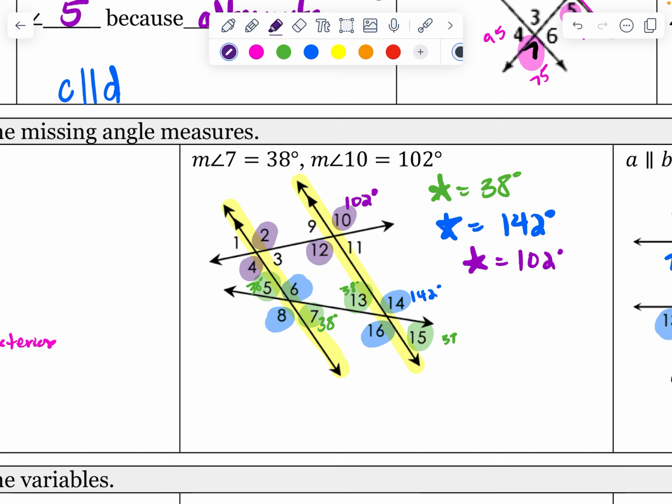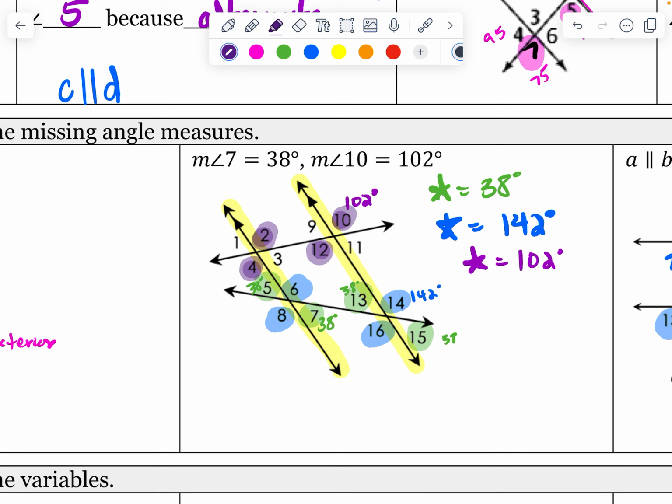I've got same side exterior. I've got alternate. I've got corresponding. I've got vertical. Beautiful. Alternate exterior, excuse me, and alternate interior. 2 and 12 are alternate interior. 10 and 4 are alternate exterior as you continue.